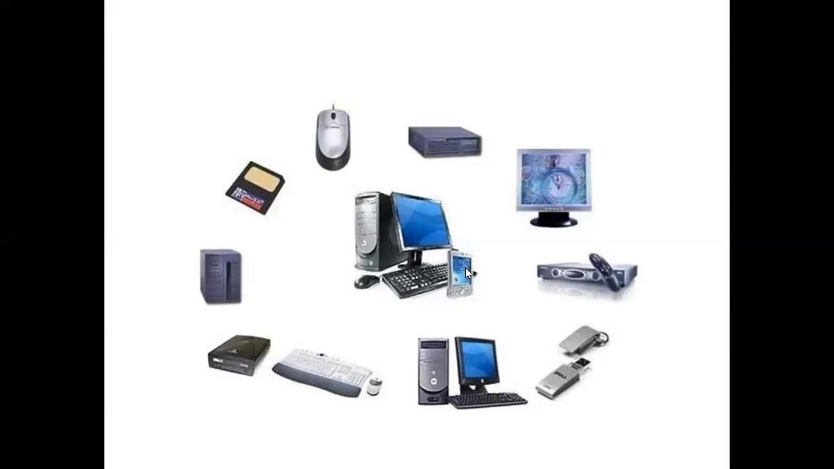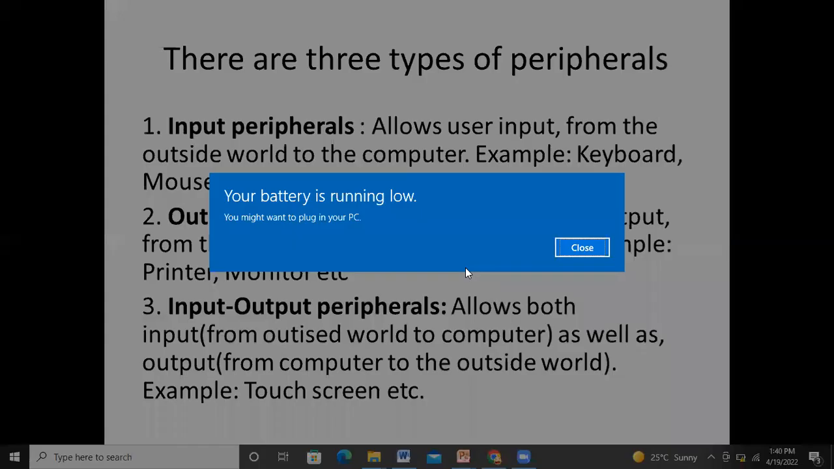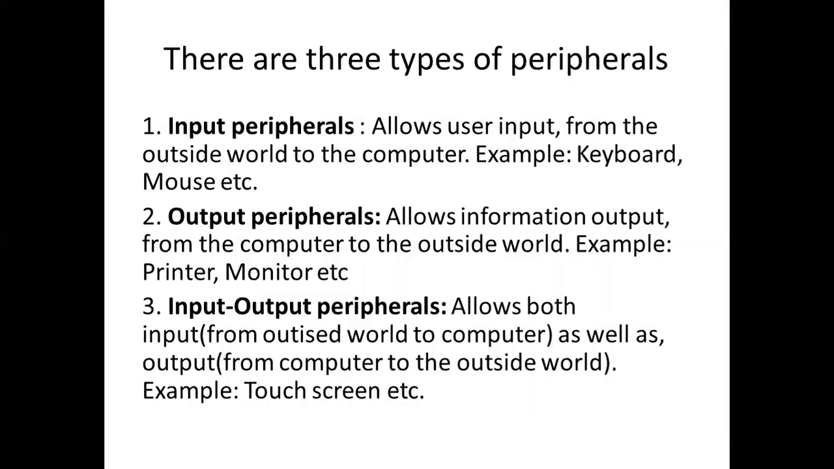So we have types of peripherals. They are grouped into three actually. We have three types of peripherals, which are input peripherals, output peripherals, and two-in-one peripherals. Okay, so those are the peripherals that we have.